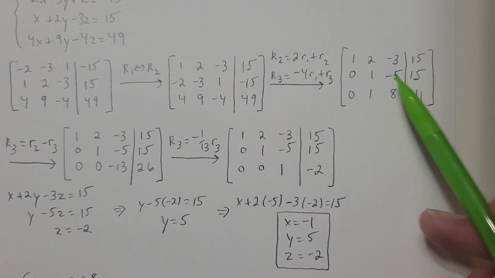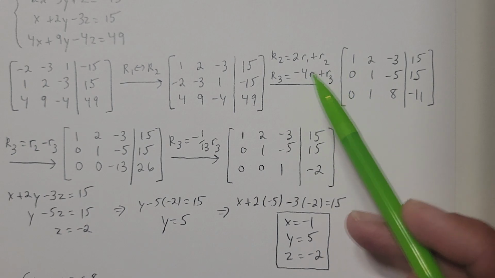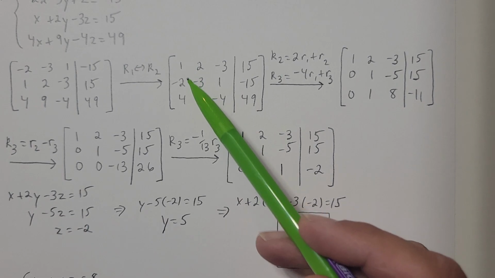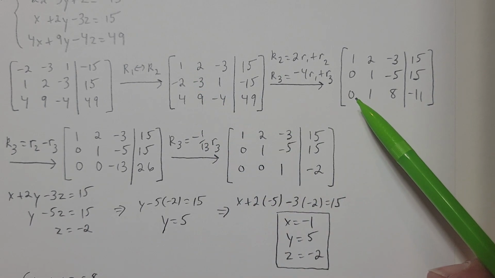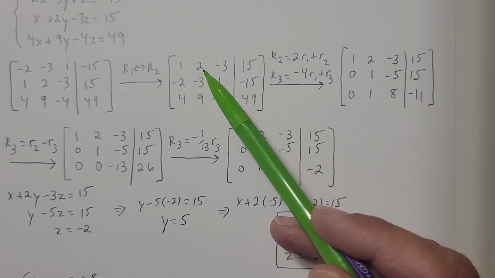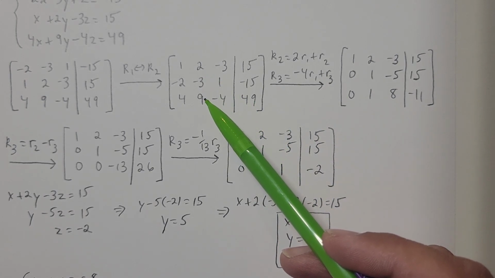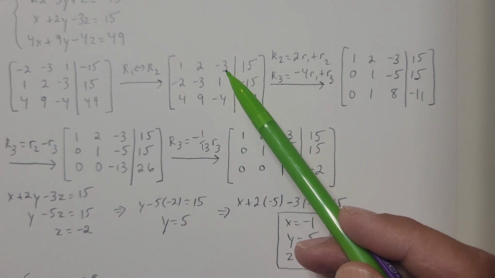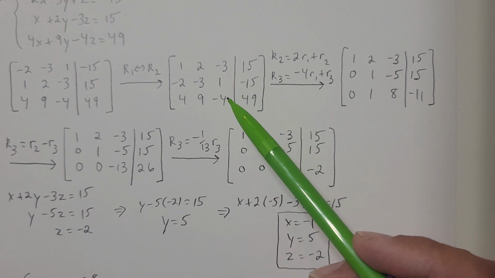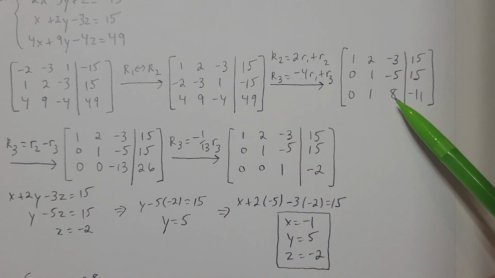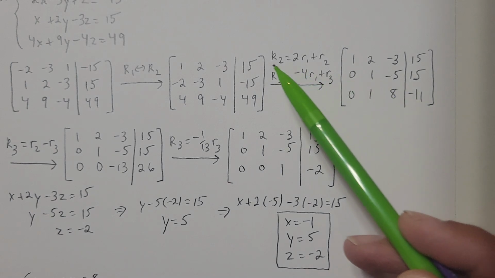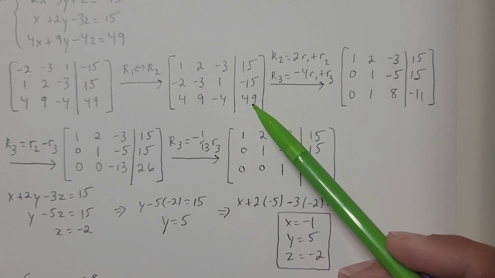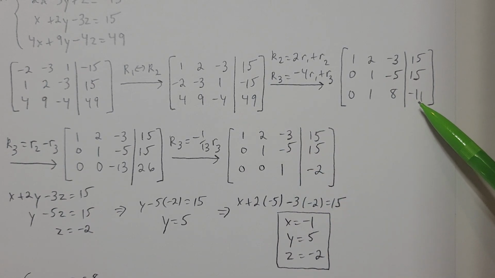To get the new row 3, I'm supposed to take negative 4 times row 1 plus row 3. So let's do that. Negative 4 times 1 is negative 4, plus 4 is 0. Negative 4 times 2 is negative 8, plus 9 is 1. Negative 4 times negative 3 is 12, plus negative 4 is 8. And negative 4 times 15 is negative 60, plus 49 is negative 11.